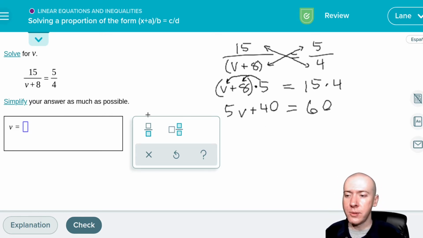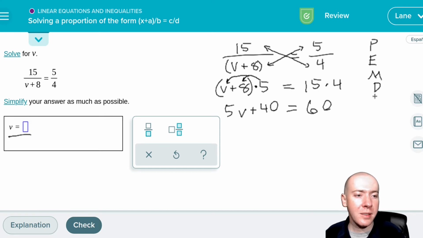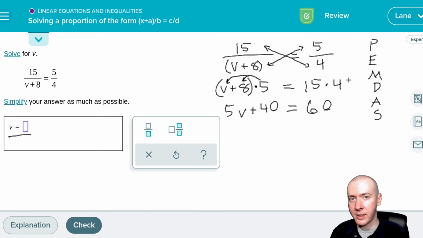Now, we need to solve this for v, okay? When you are solving an equation, you need to remember PEMDAS, but you're going to use PEMDAS in the opposite order that you would use it if you were simplifying an expression. If you're simplifying an expression or evaluating an expression, you apply the order of operations starting from the top. When you're solving an equation, you use the order of operations starting from the bottom, okay?